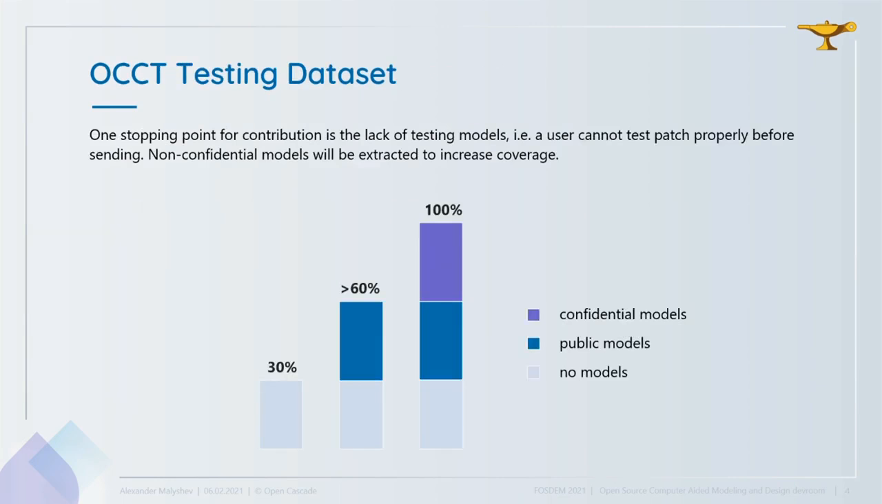Testing dataset. This topic is also connected to the contribution process. When an external user develops a patch, they have limited capabilities to test it. OCCT is shipped with a small number of models, and it is possible to launch 30% of tests using this small dataset. Of course, confidential models cannot be shared, but a significant part of shapes can be published, simplifying the debugging process. With public shapes, test coverage is around 60%.